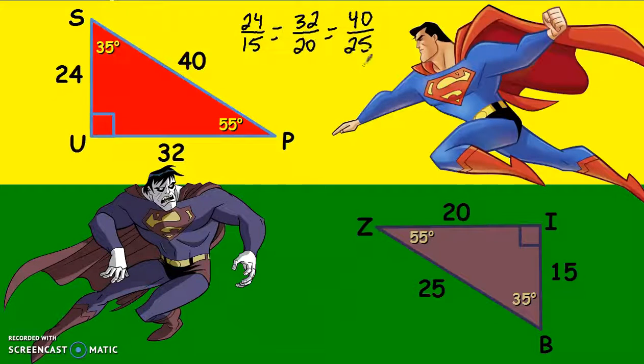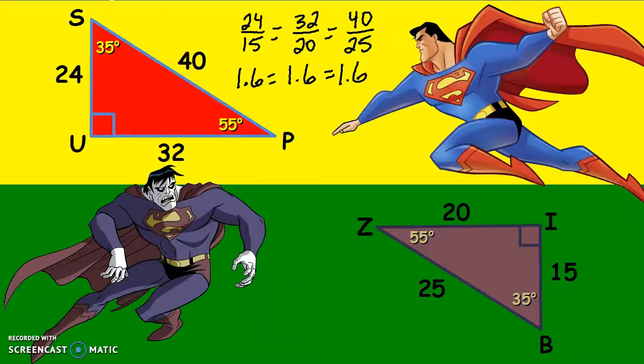Now, all of these fractions could be flipped as long as all of the fractions are flipped. So we have 24 divided by 15, which results in a scale factor, a ratio, I should say, of 1.6. This one will come out 1.6. This one will come out 1.6. So they all are proportionate to each other.